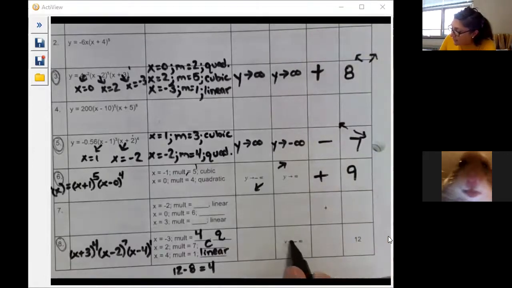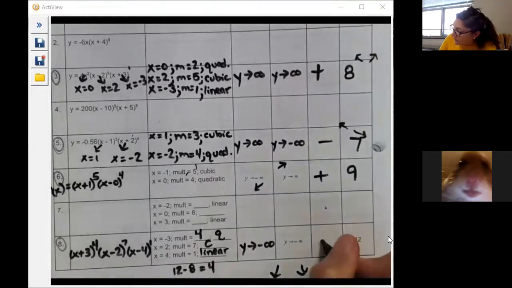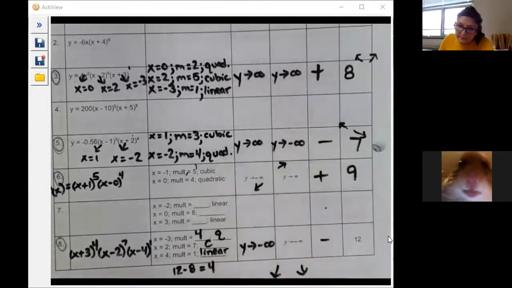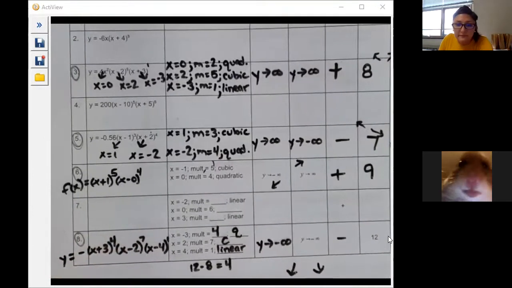I know that the right end goes down. Since evens have to go the same direction, that means the left end has to go down too. So this guy's going to be y approaches negative infinity. Since both my ends are going down, that means my lead coefficient is going to be negative. So I'm going to start this with a negative. I'll do y equals on this one. And that's everything. That's everything I've asked about that function.